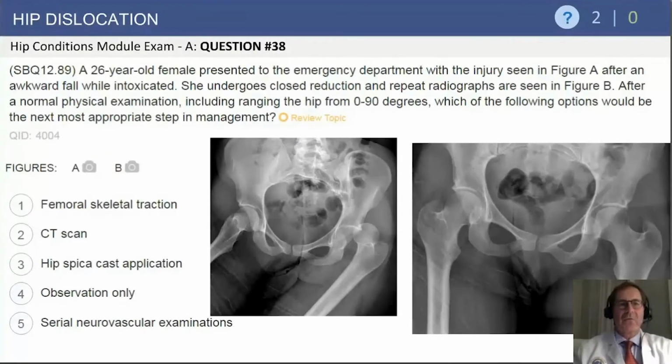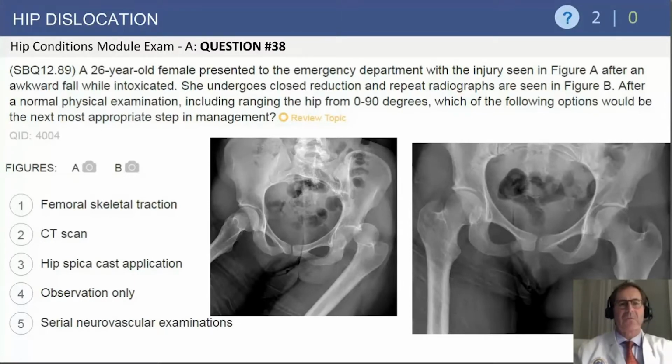Moving on to hip dislocation. This question asks, a 26-year-old female presented to the emergency department with an injury seen in the x-ray on the right, which is a posterior dislocation of the hip from an awkward fall while intoxicated. She undergoes closed reduction and repeat radiographs are seen, and what you're asked to take from that is that that's a concentric reduction.